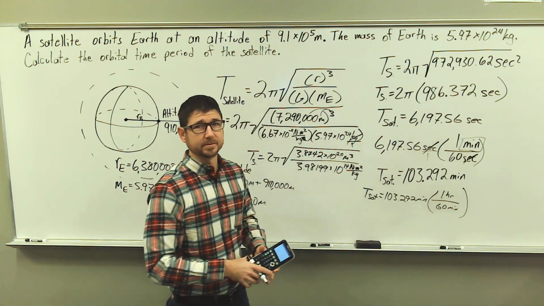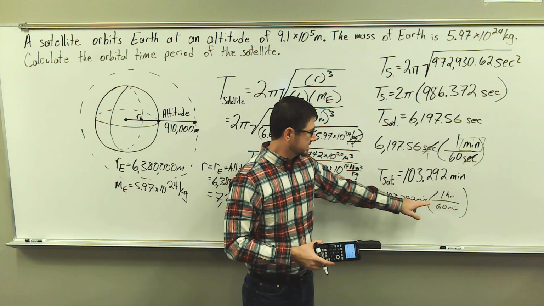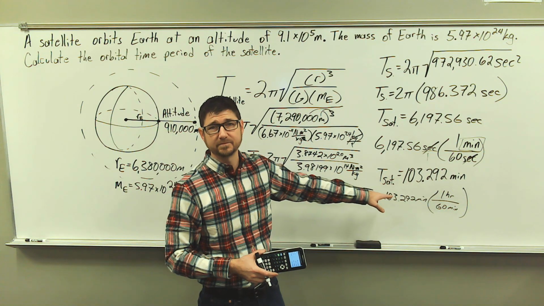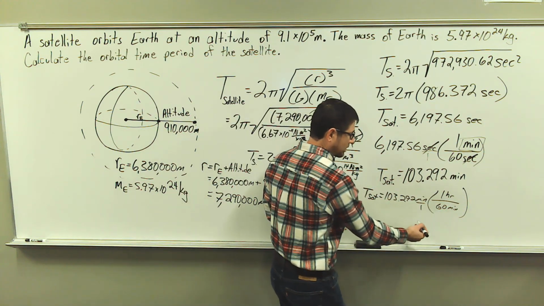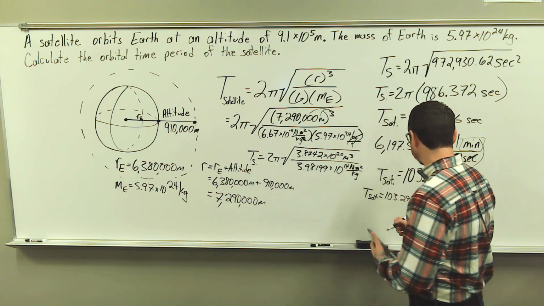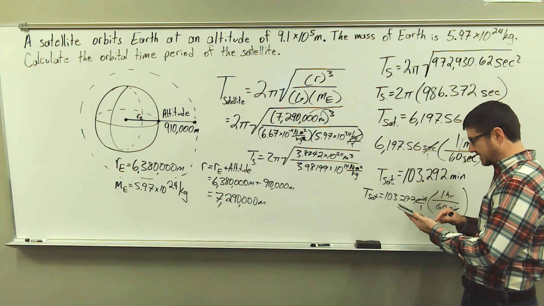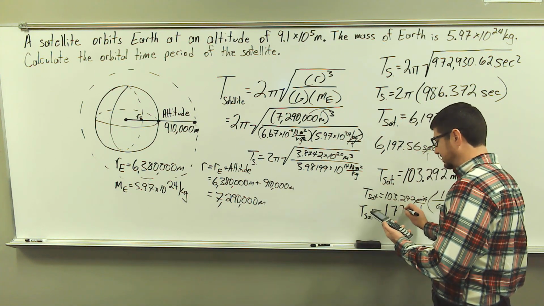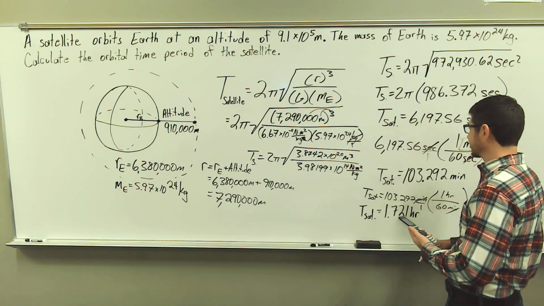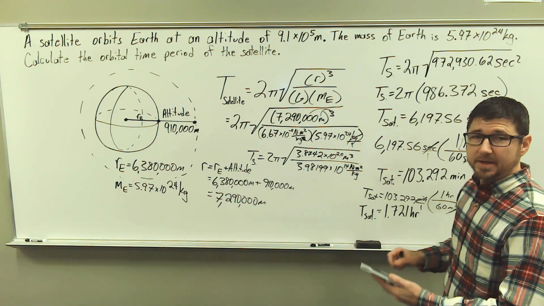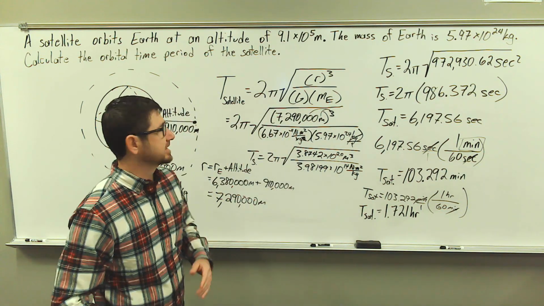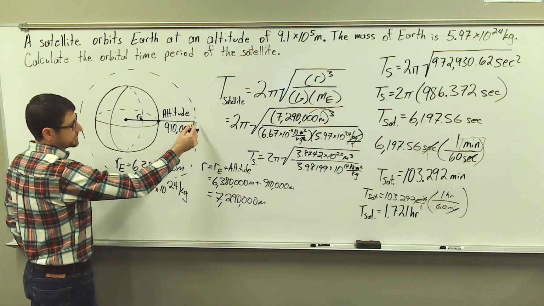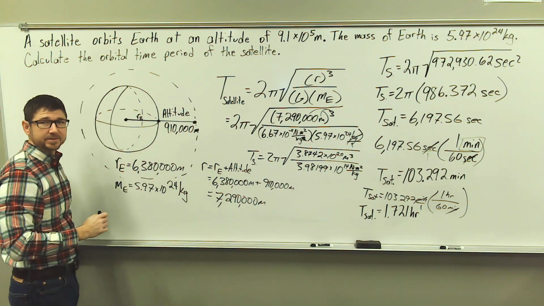And once again, we're going to perform some dimensional analysis here. So I'm putting units in my denominator over here because it needs to cancel with my units of minutes in my numerator. We have minutes over 1. So minutes cancels out. So we're going to divide this by 60. And I have orbital time period of my satellite is equal to 1.721 hours. Okay? So remember, the orbital time period represents the time that it takes for the satellite to complete one rotation or an orbit around the Earth.